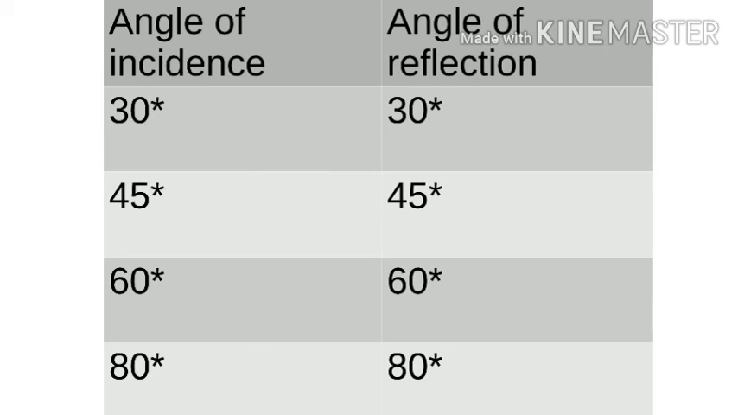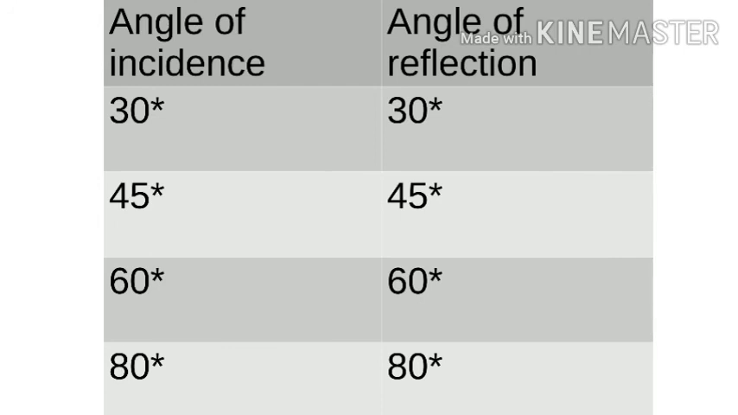So take page number 27 of your textbook. Here you can see a table in which angle of incidence and angle of reflection have to be marked. The first one, it was given the 30 degree angle of incidence. What could be the angle of reflection? If the angle of incidence is 30 degrees, the angle of reflection will also be 30 degrees.